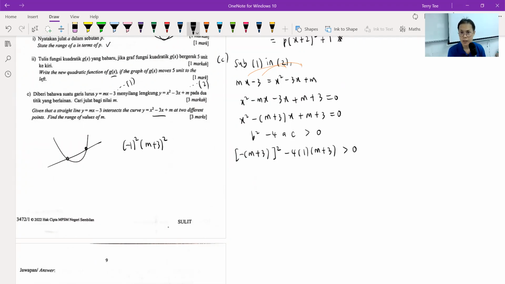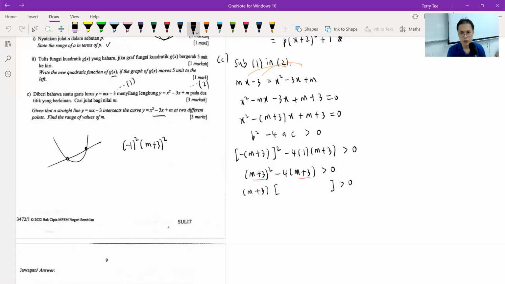The negative 1 square is going to give us 1, right? Now, I'm not going to expand the bracket because I can see that they actually have the same common factor, which is m plus 3. I have m plus 3 here, right? Let me highlight using red pen. This is m plus 3 here, m plus 3 here. So instead of expanding and factorizing back, I'm just going to take out my common factor.